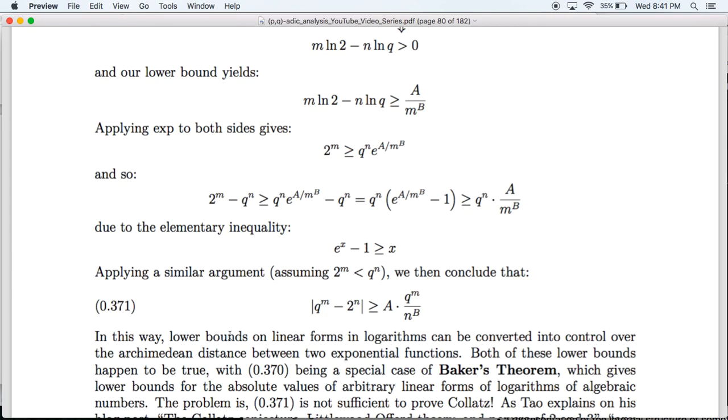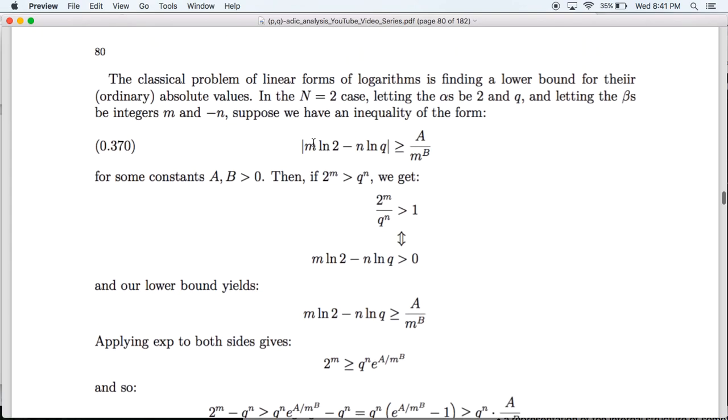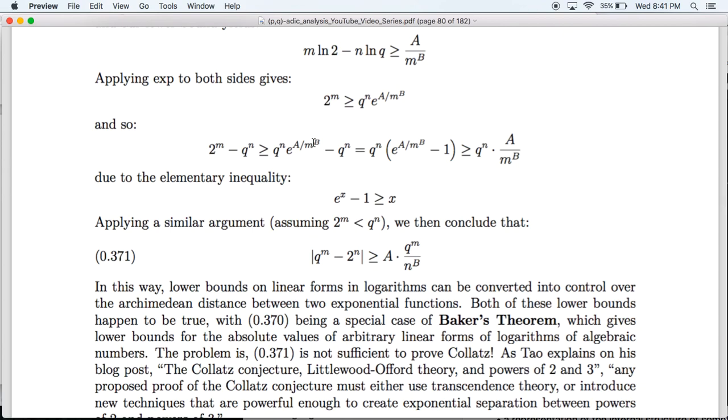In this way, lower bounds of linear forms of logarithms can be converted into lower bounds on the Archimedean distance between two exponentials. Both of these lower bounds happen to be true, with this one being a special case of Baker's theorem, which gives lower bounds to the absolute values of arbitrary linear forms of logarithms of algebraic numbers. Alan Baker died a couple years back. He won the Fields Medal for this result because he could then use it to find bounds on solutions of various complicated Diophantine equations.